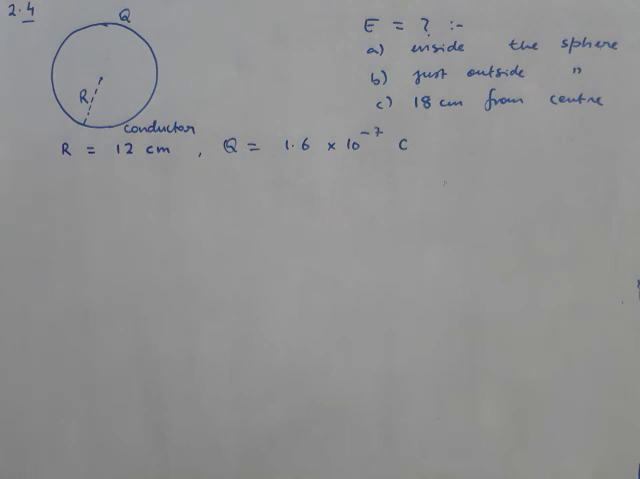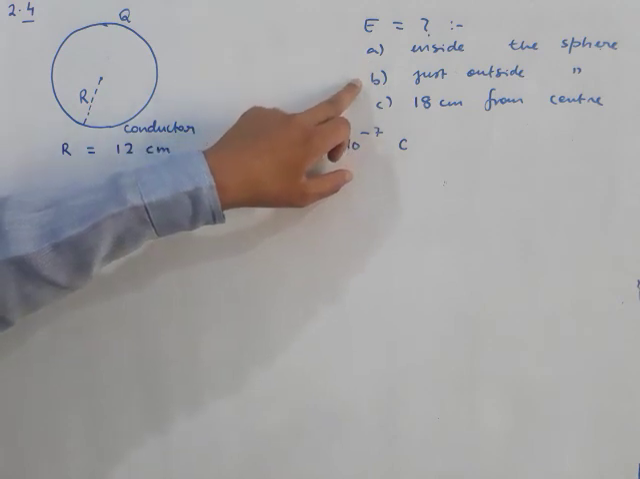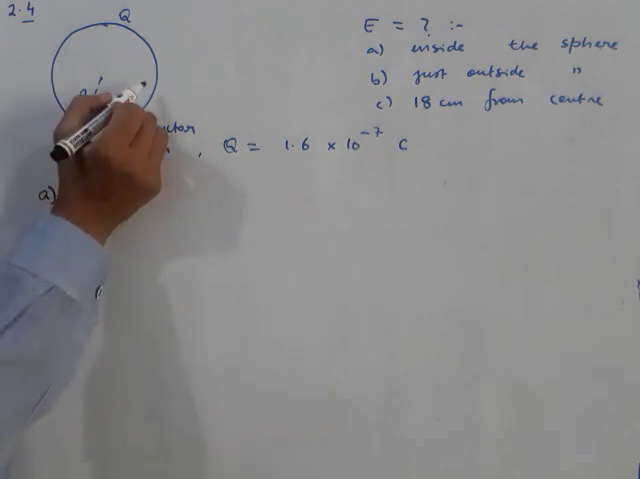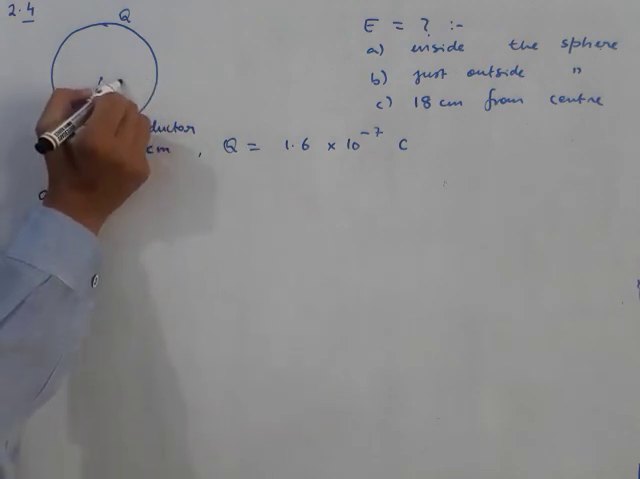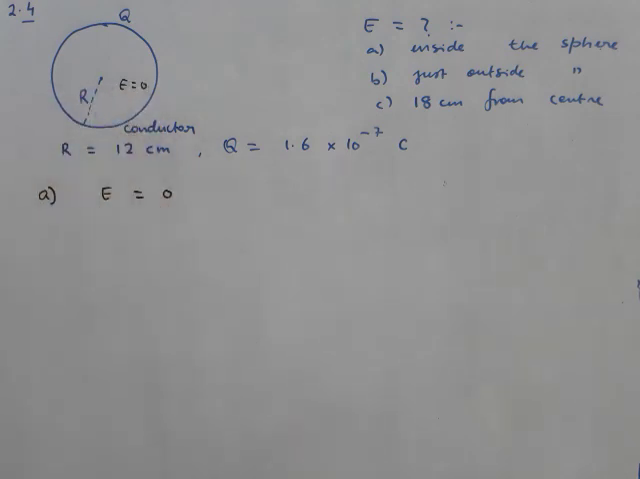You have to find three things regarding the electric field. So what is the electric field at A, inside the sphere, B, just outside the sphere, and C, 18 centimeter from the center of the sphere. So number A, you know, in a conductor, inside the conductor electric field is how much? 0. This we have discussed while discussing electrostatics of conductors. There cannot be any net charge inside a conductor, and using Gauss law we have discussed E is 0. That is the property.